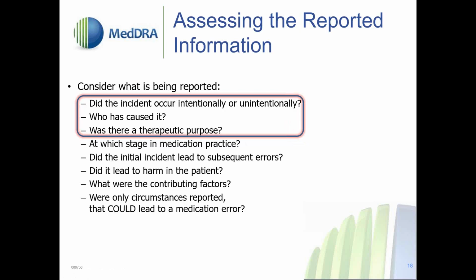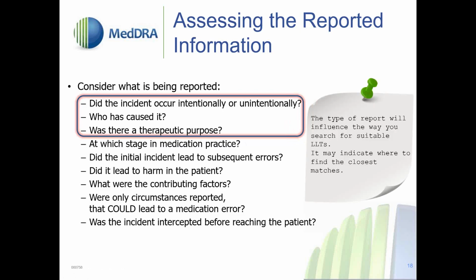Or was the report referring to circumstances that only could lead to a medication error, but no error occurred yet? Or was an error made but subsequently intercepted before reaching the patient? Because the type of report, the type of information that you get, will influence the way you search for appropriate terms. The exact understanding of the reported information will help you find the most suitable LLTs, the closest matches. It will make your search more efficient and more targeted.